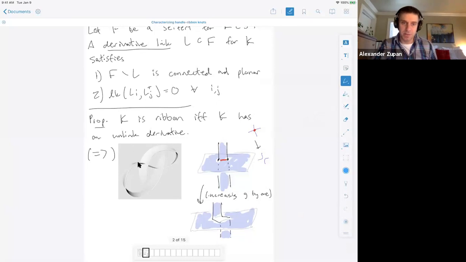So the forward direction of this proof, I'm not going to draw it on here, but I can Seifert-surface-ize this ribbon disk, and then what I end up doing is just putting a loop around there and a loop around there. And in this local picture, I add in this curve. So for every smoothing, I put a blue curve around the square in the surface, and that will be an unlinked derivative. Any questions?